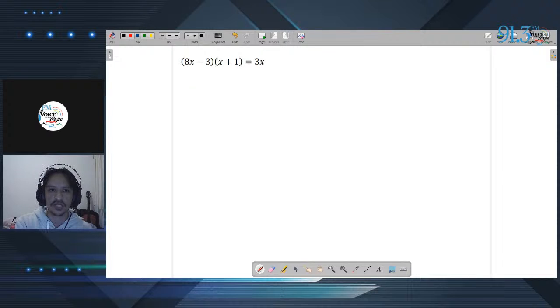So the first thing we have to do is say 8x times x, and that'll just give us 8x squared. And then we go 8x times positive 1, and that will give us positive 8x. Negative 3 times x will give us negative 3x. And negative 3 times positive 1 will give us negative 3. And this is equal to 3x.